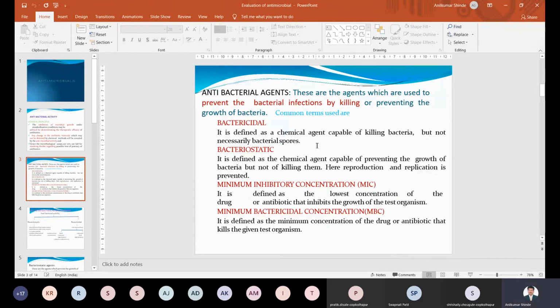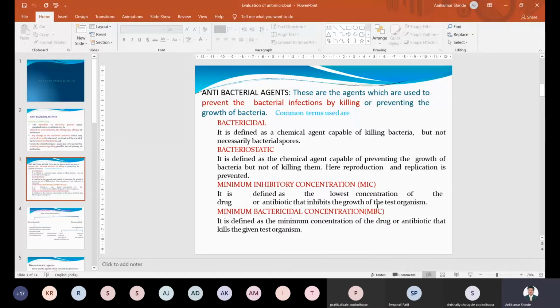Bactericidal. Bactericidal is a chemical agent which is capable of killing the bacteria, right? But not necessarily killing the spores. So bactericidal agents may not kill the spores, but they can kill the bacteria, right? So bacteriostatic is a chemical agent which is capable of preventing the growth of microorganisms, but not killing the microorganisms. Understand it? So this is called bacteriostatic. So the minimum inhibitory concentration we already said. The lowest concentration of the drug or any antibiotic that should inhibit the growth of the microorganisms. With the lowest, we should know that.